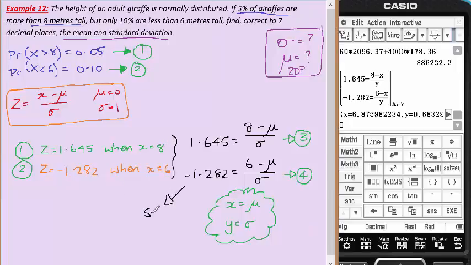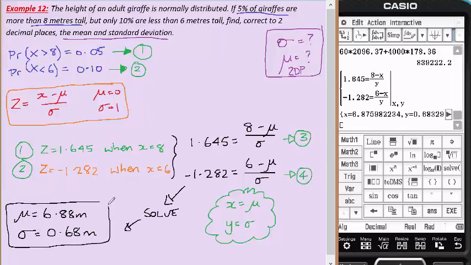I'll do it over here. So therefore my mean is 6.88 and my standard deviation is 0.68. I've added them both to 2 decimal places, and hey presto, apart from the colour, my answer looks exactly the way I want it to. And it receives rapturous applause and much happiness from an examiner.